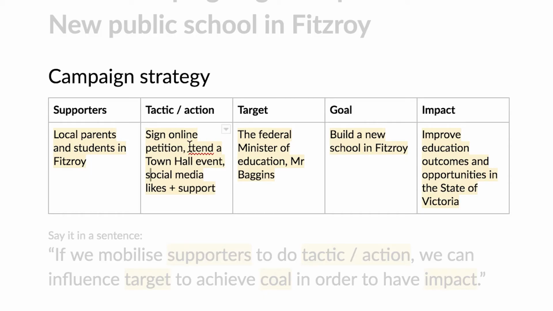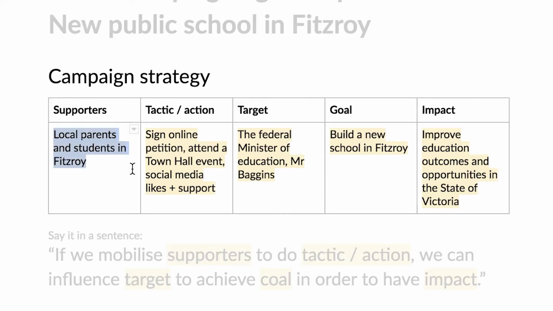And finally, we get to flesh out the last chunk of our strategy. So our tactics or actions are to sign online petitions, attend a town hall event, and get some likes on social media. This finally fills out the overall campaign strategy, or the theory of change that we believe is going to work. So let's go through it one by one. If we get local parents and students in Fitzroy to sign petitions and attend town hall events, we might be able to get the federal minister to build a new school in Fitzroy, which will improve education outcomes and opportunities in our state. And now we can finally fill out that sentence in sentence form.